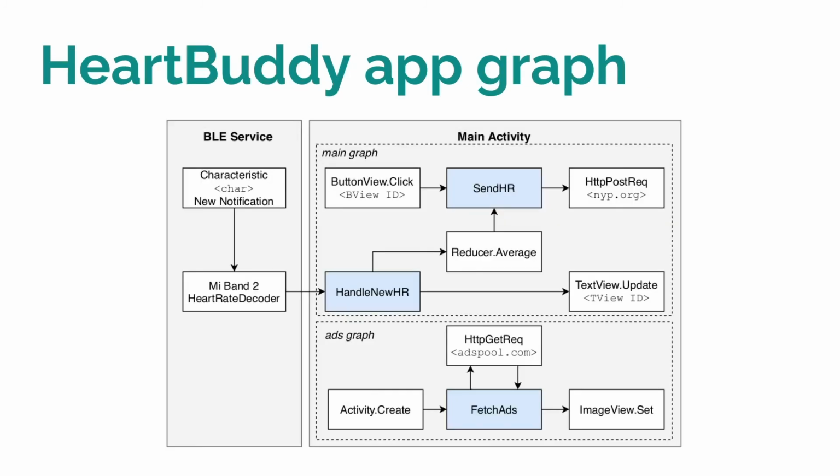This is a graph of this specific application, HeartBody. As you can see at the top of the right side of the image, we have a main app activity graph which collects the heart rate data aggregated across the day and sends it to the specific URL. And on the bottom we have an ads graph that regulates which advertisement will be displayed in the application. And as you can see, both graphs are not connected. There is no direct data flow from the fitness tracker to the ads graph, which prevents any data leakage.